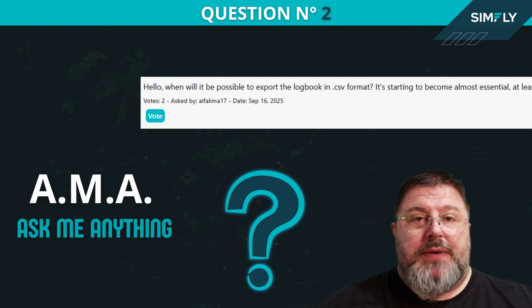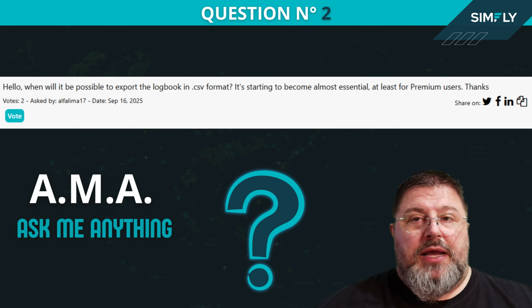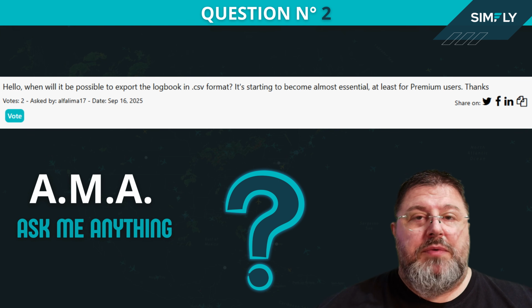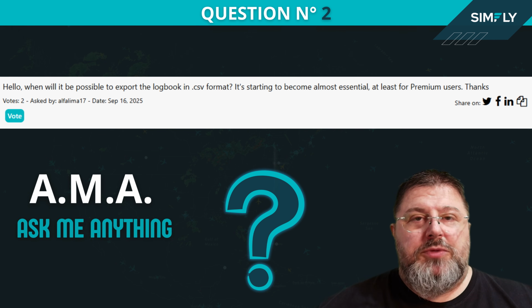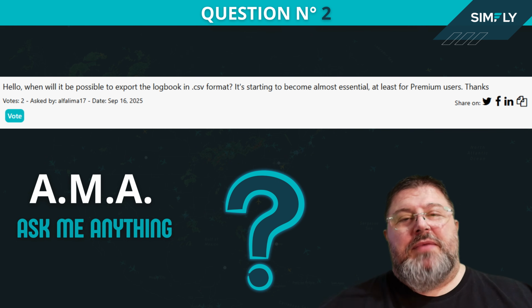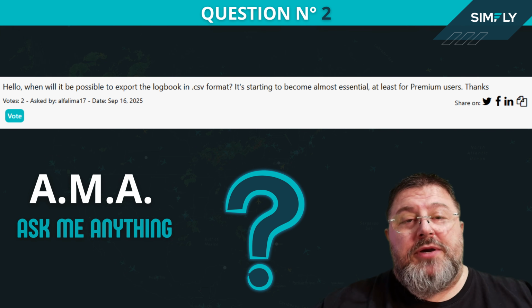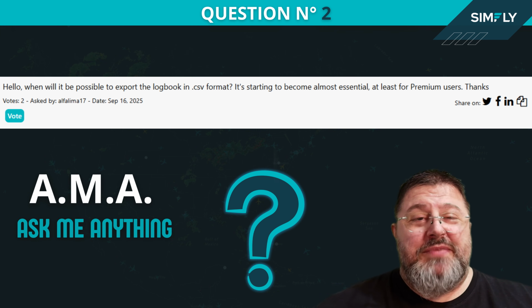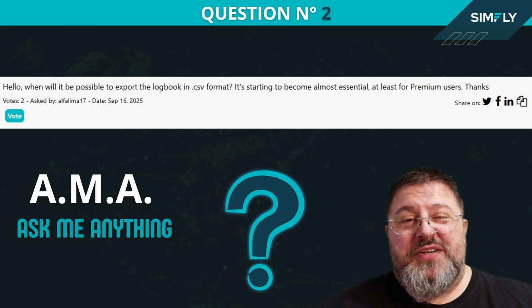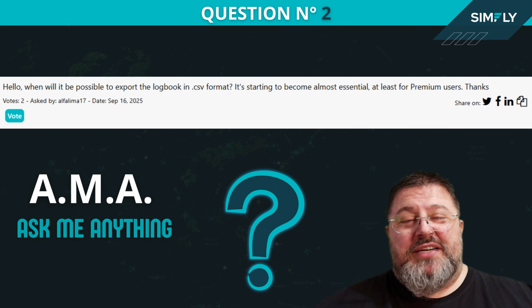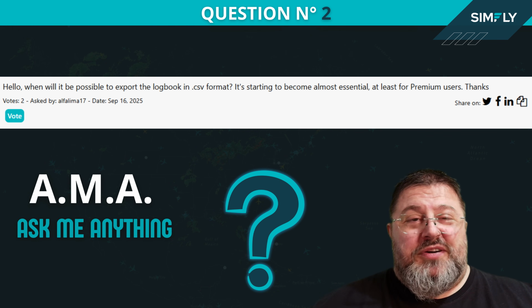Question number 2 is being asked by Alpha Lima 17. And Alpha Lima 17 says, hello, when it will be possible to export the logbook in CSV format? It's starting to become almost essential, at least for premium users. Thanks. You know what, Alpha Lima? This is a funny story. MetroCat suggested to make a CSV export, and we actually did it immediately when MetroCat asked us. We did all the backend, the API, and all the things, and we forgot to put the button in the UI. So, very easy to activate it. We're gonna do it immediately. Thank you for reminding us.